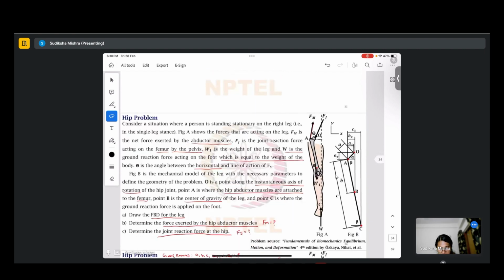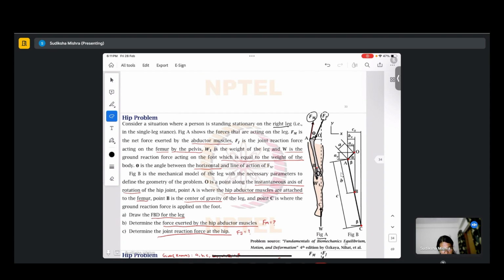The problem is, consider a situation where a person is standing stationary, so a static problem, on the right leg, single stance. So basically you have a one leg problem, not a two leg. Figure A, which is here, shows the forces that are acting on the leg. Fm is the net force exerted by the abductor muscle. Fj is the joint reaction force acting on the femur by the pelvis. W1 is the weight of the leg, and this is basically the center of mass. W is the ground reaction force acting on the foot, which is equal to the weight of the body.